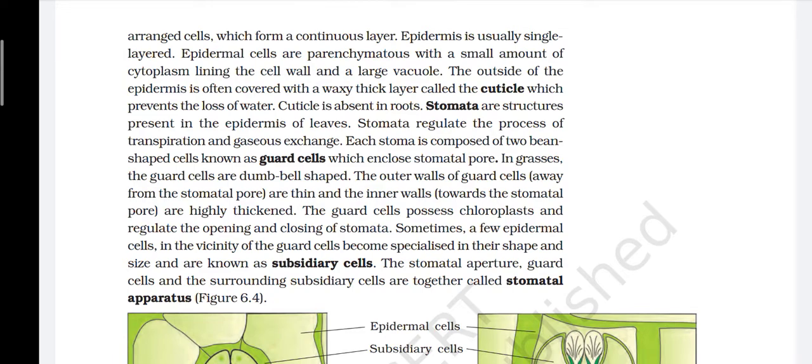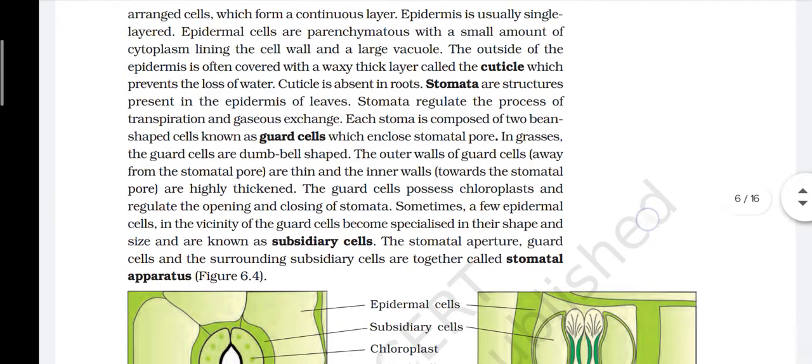Sometimes a few epidermal cells in the vicinity of the guard cell become specialized in their shape and size and are known as subsidiary cells. The stomatal aperture, guard cells and the surrounding subsidiary cells are together called the stomatal apparatus.